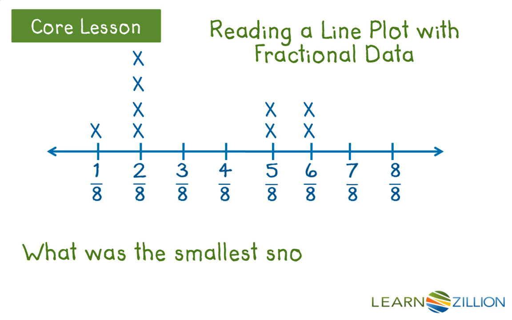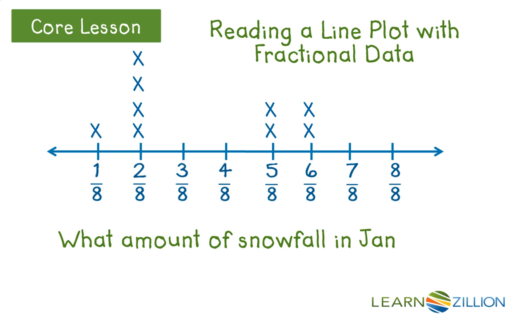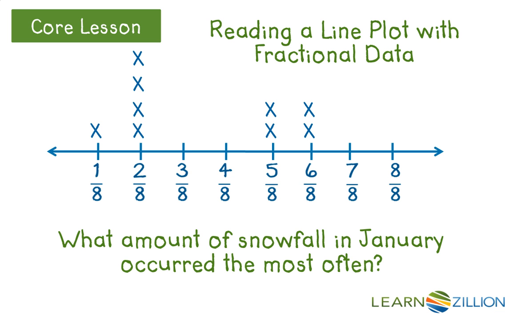Another example we can see is that the smallest amount of snowfall was 1/8 of an inch because this is the smallest amount on the line that has a mark above it. There was 1 day where 1/8 of an inch fell. An additional example, we can see that the amount of snowfall that occurred the most in January was 2/8 of an inch. We know this because there are 4 marks above 2/8 of an inch on the line, and no other number has 4 marks or more above it.